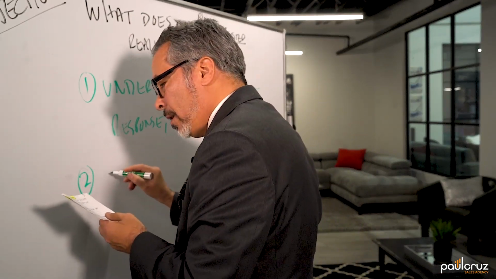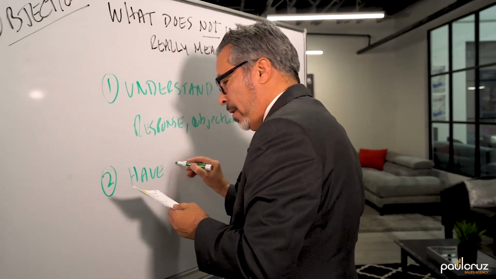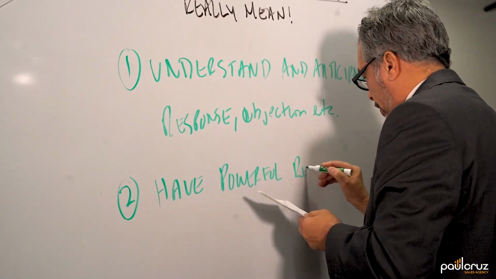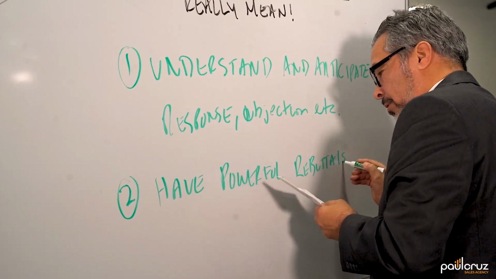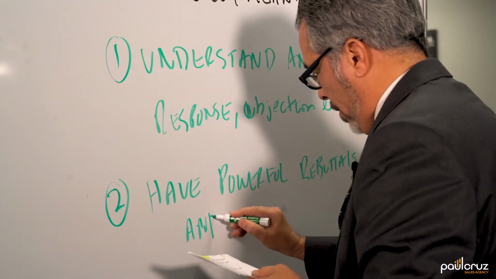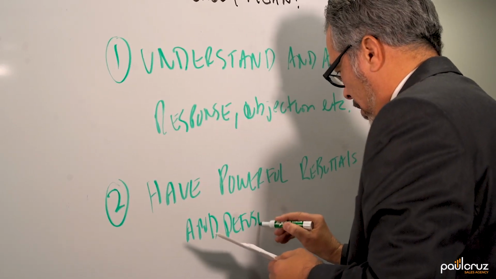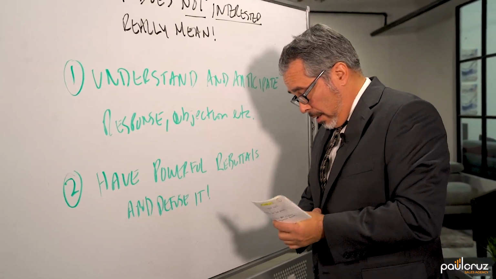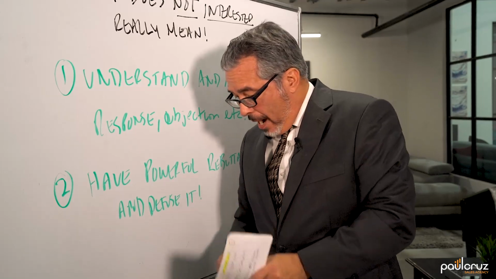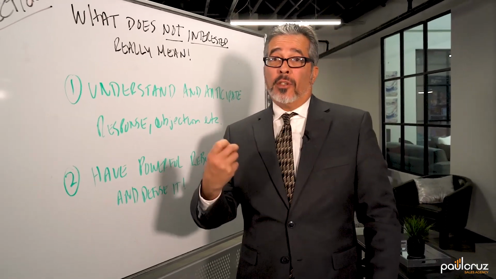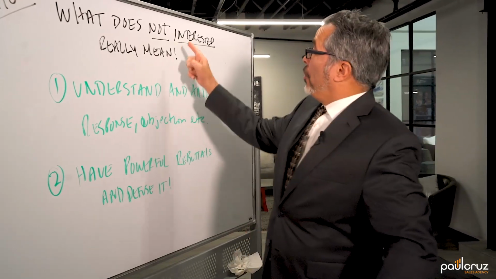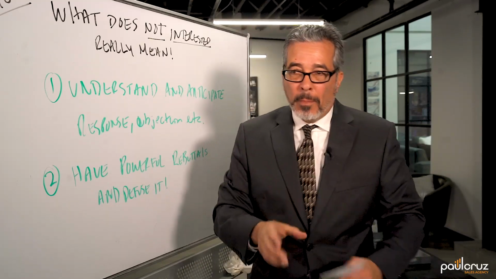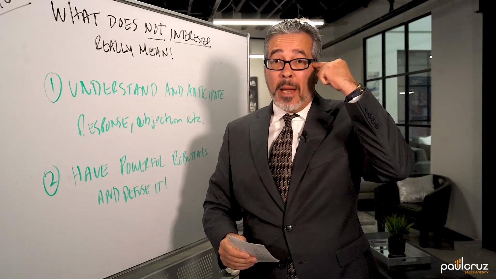is this. You got to have powerful rebuttals and diffuse it. What I mean by diffuse it is the objection. Okay? Now, the weapons you have is important. You got to understand, you can't have a powerful rebuttal if you don't even understand what "not interested" really means, right? So you gotta have a very powerful rebuttal that diffuses that objection in their mind.